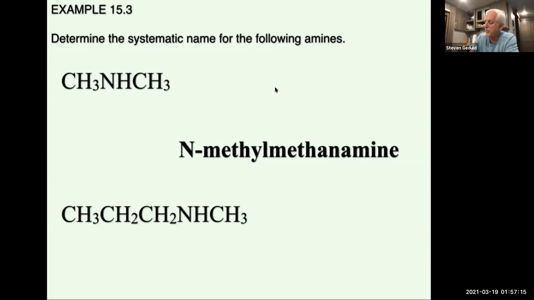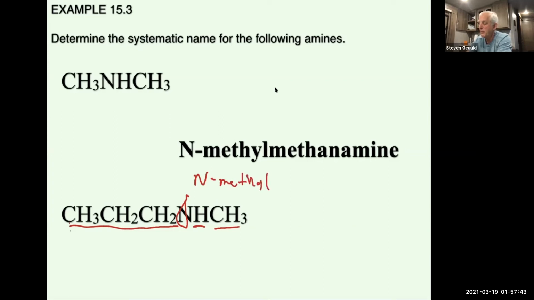So now we've got groups attached. Here's our nitrogen. We have a hydrogen and CH3. Three groups attached to it, right? We have one hydrogen, one carbon group, and one three-carbon group. So how many N's are we going to put in front of it? We're going to put one N because there's one additional attachment. And we have a methyl group attached. So N-methyl. And the other one is three carbons. Three carbons is propane. So propanamine.